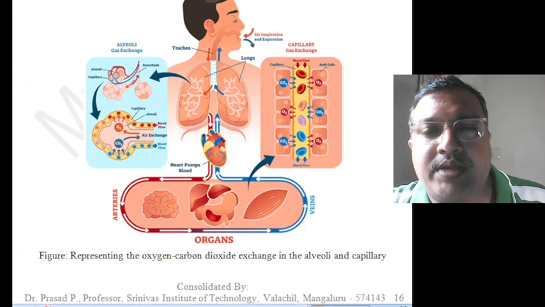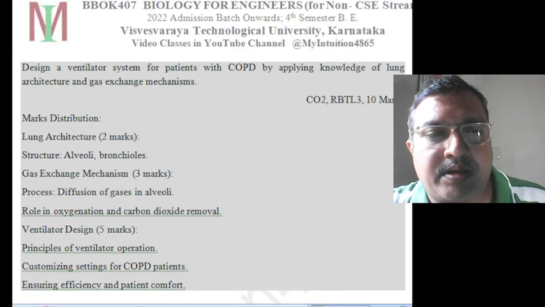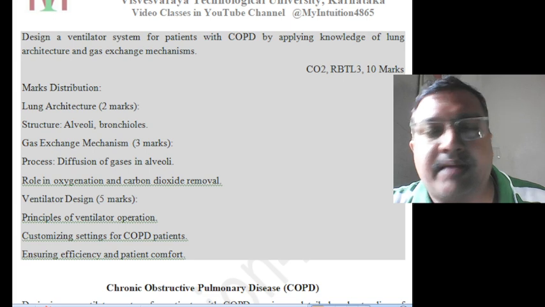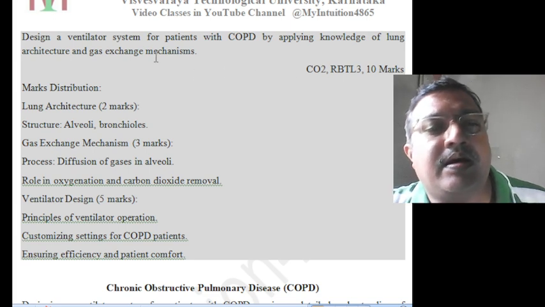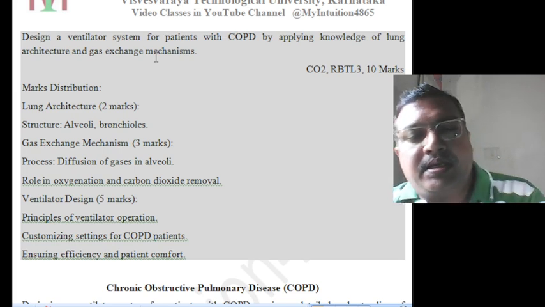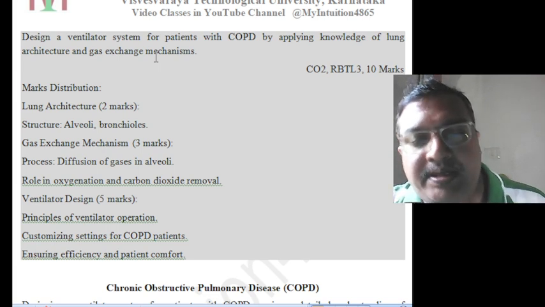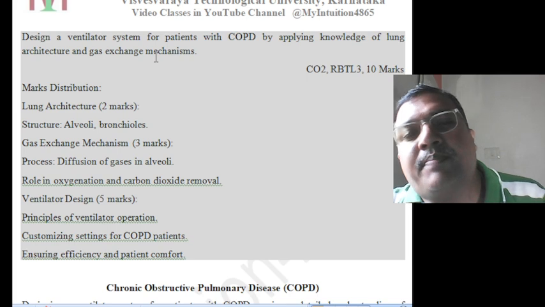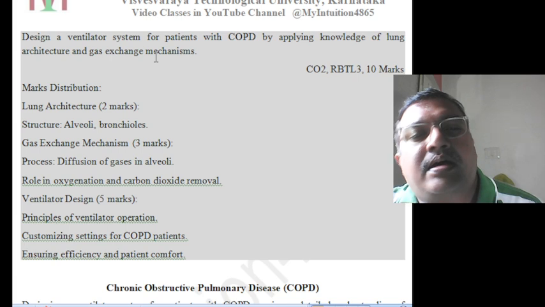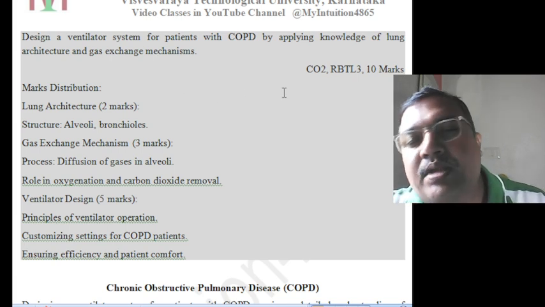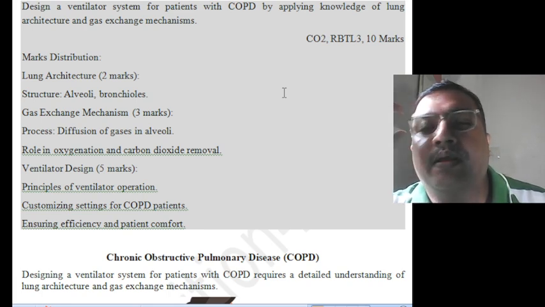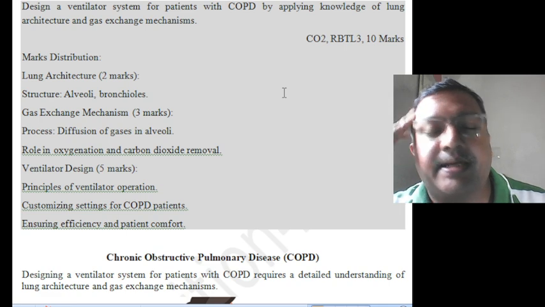Okay, so moving to the question and answer. The question was already communicated to you earlier, or it was circulated earlier. Design a ventilator system for a patient with chronic obstructive pulmonary disease (COPD) by applying the knowledge of the lungs architecture and the gas exchange mechanisms. This is connected to course outcome 2 with level 3, question at level 3, and carrying 10 marks.